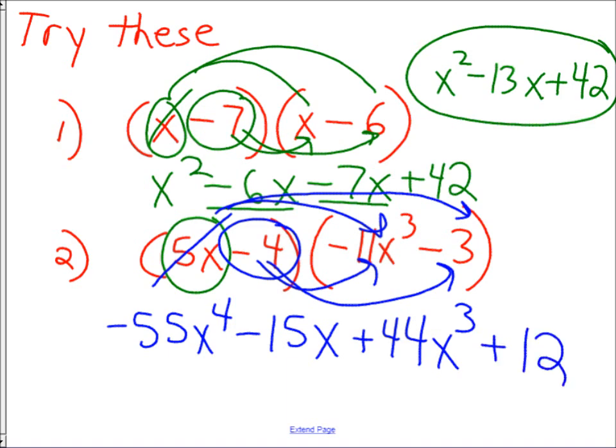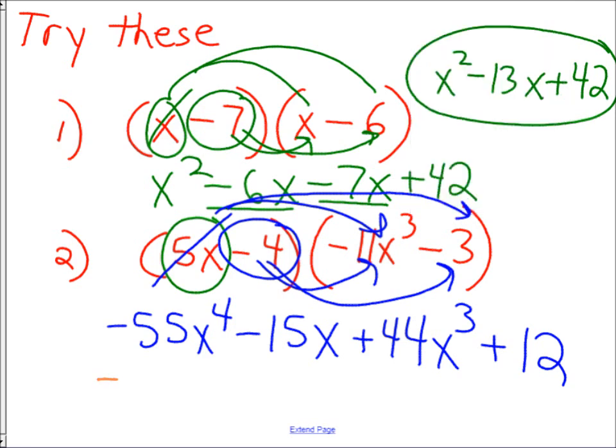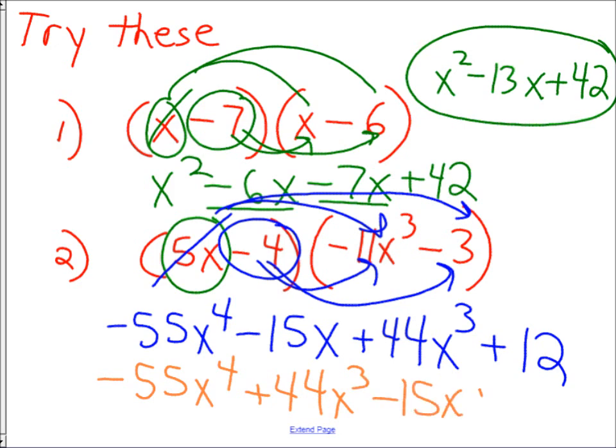After we multiply, we'll look to combine like terms, but it does not look like we have any like terms for this problem. The only thing I'd like to do for my final answer, and to be honest, if you left it like this on a test where you wrote out the answer, it wouldn't be wrong, but on a standardized test, they would write it in standard form. So for the final answer, it should be negative 55x to the fourth plus 44x to the third minus 15x plus 12.